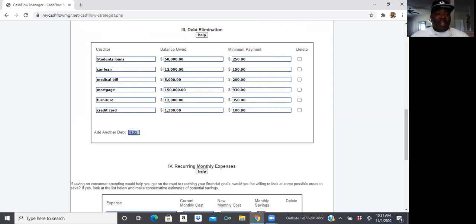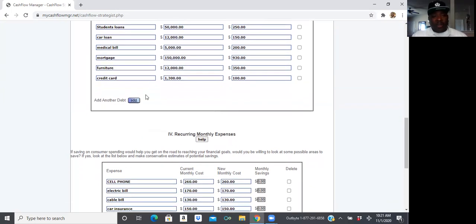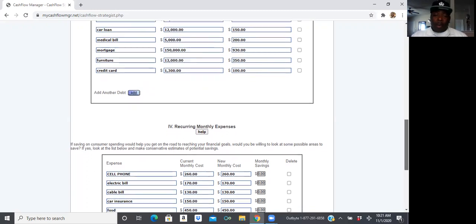You want to make sure this is as accurate as possible. So let's say we had our student loans at $50,000, paying $250 a month. Had car loans, $12,000 balance, paying $150 a month. We had medical bills, $5,000. We had a mortgage, $150,000, furniture of about $12,000, and roughly about $1,300 on credit cards. But you want to put in all your debts, and notice you got the little button right here, add debt. And you can put unlimited debts if you got a lot of them. If you got more than these, then put them all on there. Put them all on there.